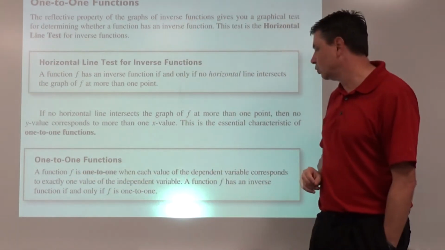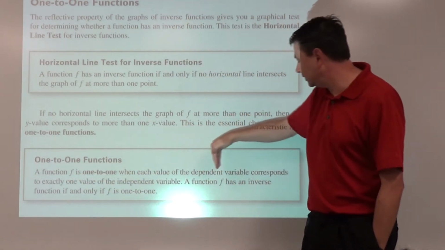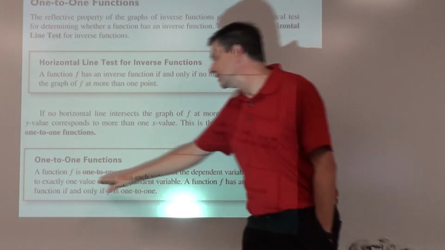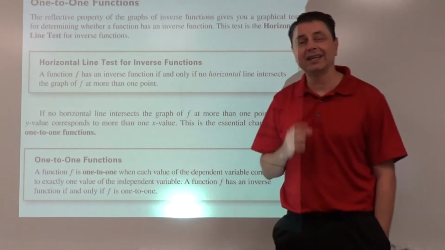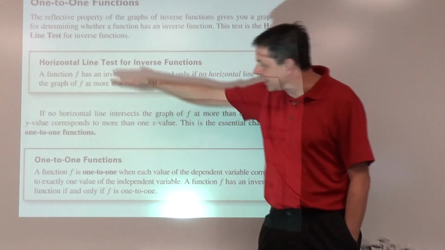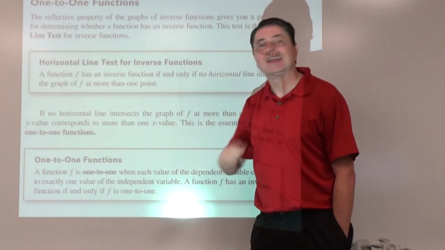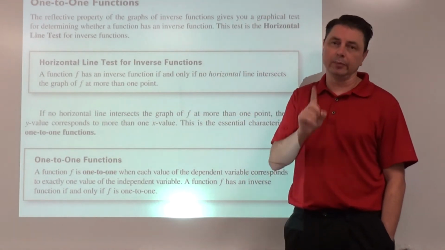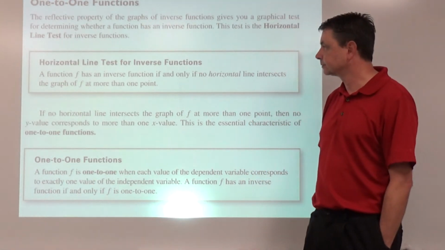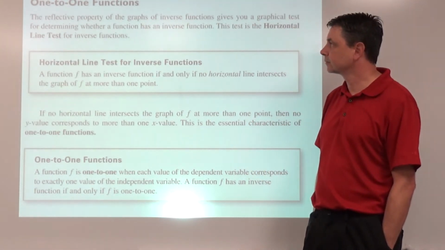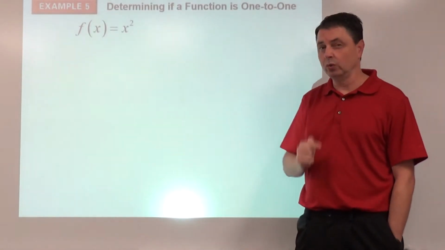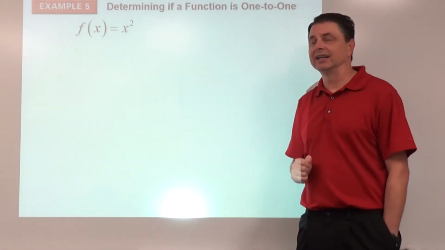A function is one-to-one when each value of the dependent variable, that's the y-coordinate, corresponds to exactly one value of the x-coordinate. So we cannot have multiple x-coordinates have the same y-coordinate. So if we pass a horizontal line across, it cannot hit more than one point at any time on the graph of the function. And we need our function to be one-to-one in order to be able to get an inverse.